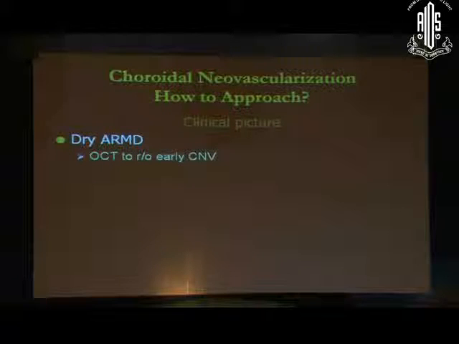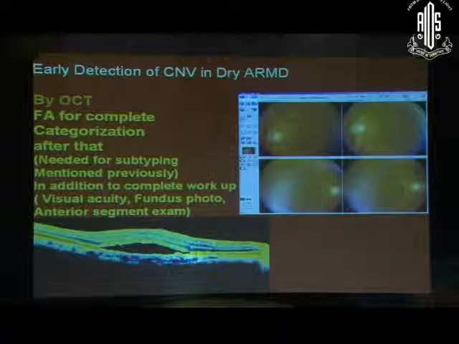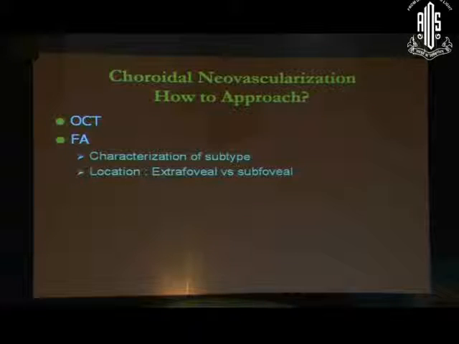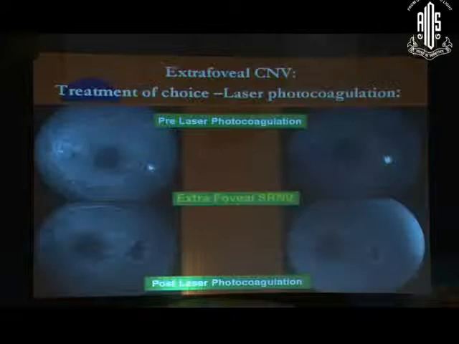How should you approach your patients? The fact is that there will be some times when you say, oh, this doesn't look like a wet ARMD, this is dry. Even in these patients, you must do an OCT, because sometimes you may pick up an early exudative ARMD by doing an OCT, and that changes your approach to management. The basic investigations you need are, of course, as you saw, the OCT and the fluorescein angiography. The fluorescein angiography not only characterizes the subtype, which helps you to prognosticate and see whether it's healing, but also tells you whether the lesion is extrafoveal or subfoveal.